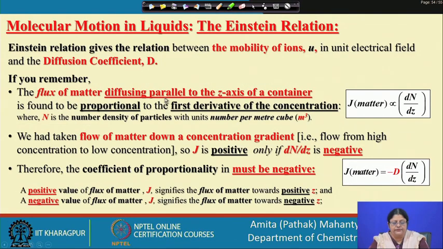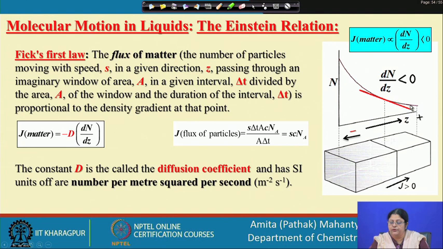The flux of the matter diffusing parallel to the x axis of a container is found proportional to the first derivative of the concentration. The concentration is in terms of the number of particles, and we are talking about the number density with the gradient in the direction x, parallel to the unit container which we have taken. Now, we know that according to Fick's law, the flow of matter is down the concentration gradient. That means it goes from higher concentration to lower concentration. If I am moving and looking at each point, what is the change in the number of particles and the flux along this direction?